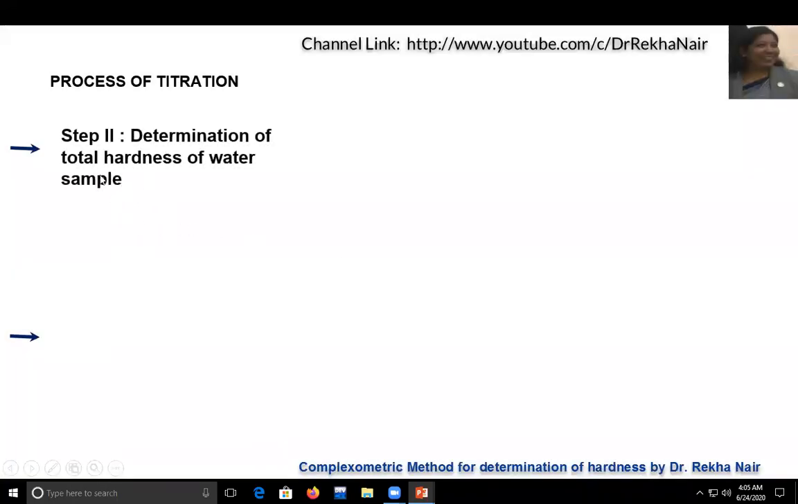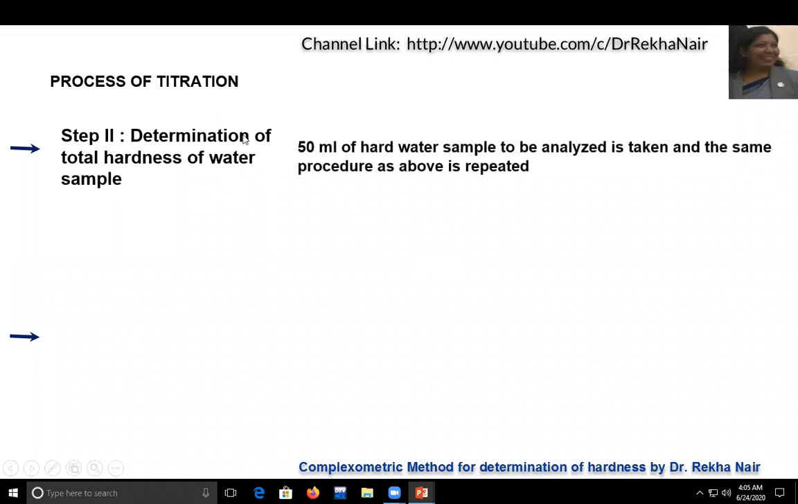Now for the second titration, that is the determination of total hardness of the water sample. We will be taking the sample whose hardness needs to be calculated. So we need a hard water sample. It has both temporary hardness and permanent hardness. So we are calculating total hardness, because of which we are taking the sample directly.